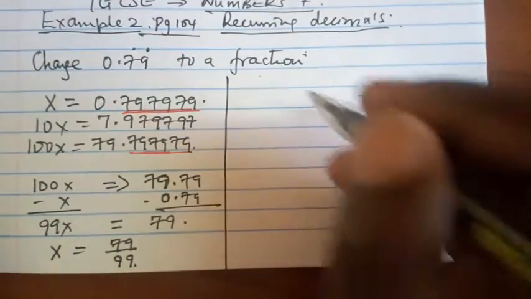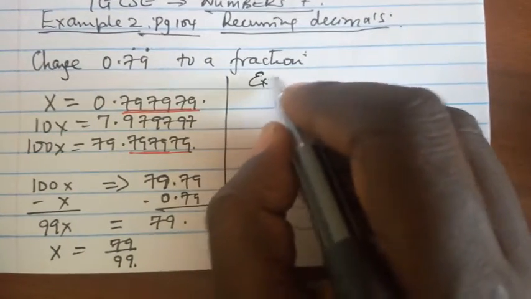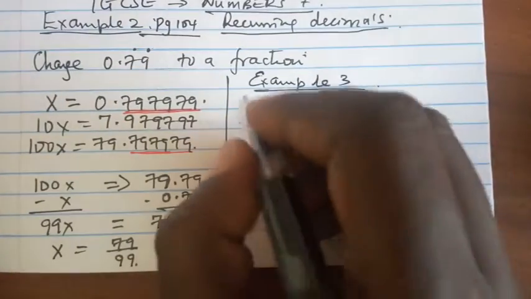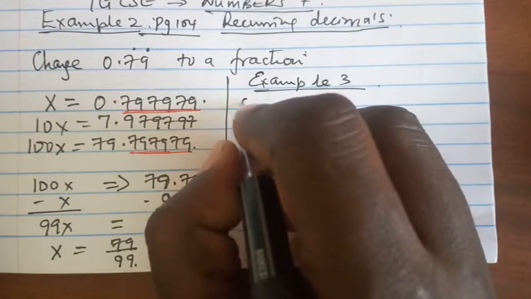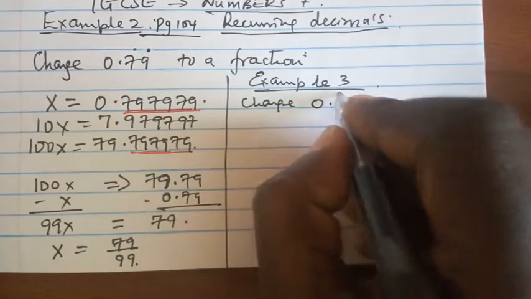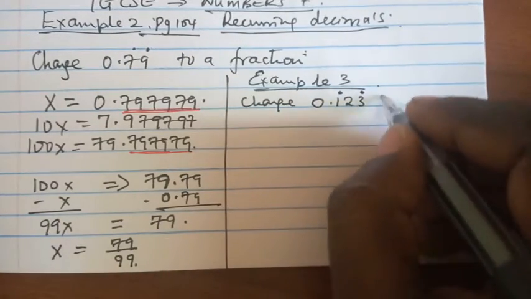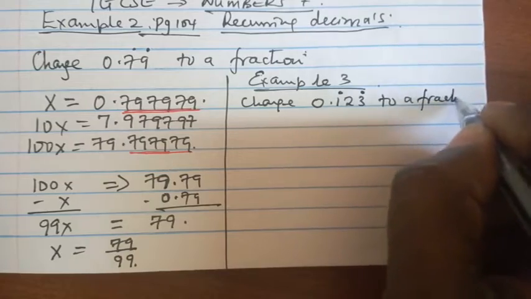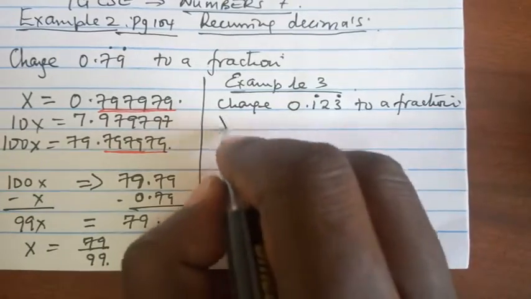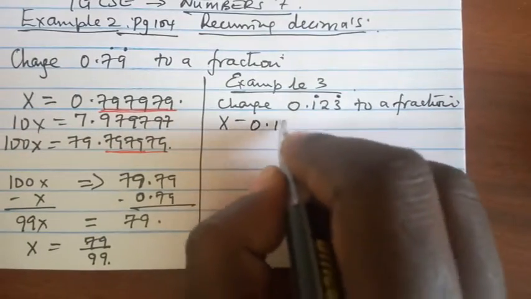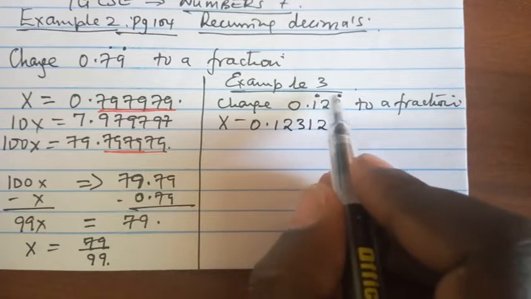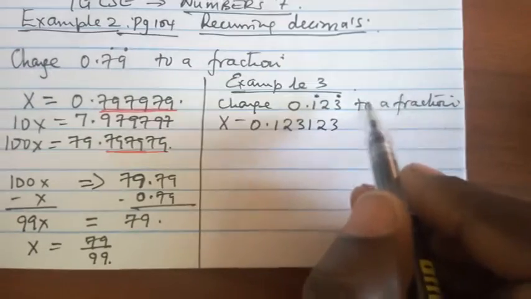In the same video, I want us to explain example 3. Let's see what's happening. Change 0.123, with the whole range recurring, to a fraction. Definitely we now take x to be 0.123123, because when the dots are upon 1 and 3, it means the whole range is recurring.